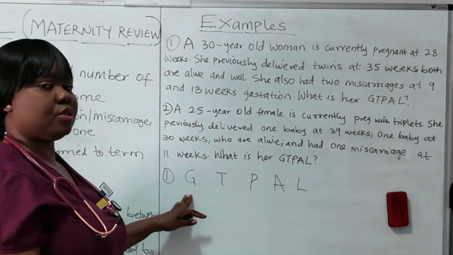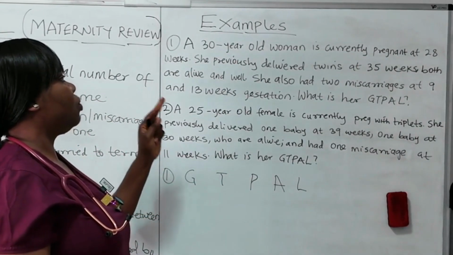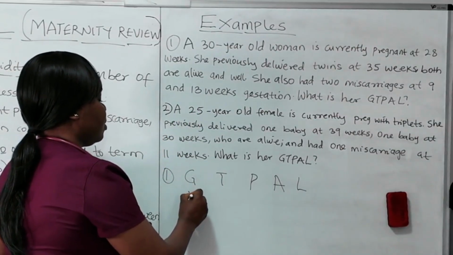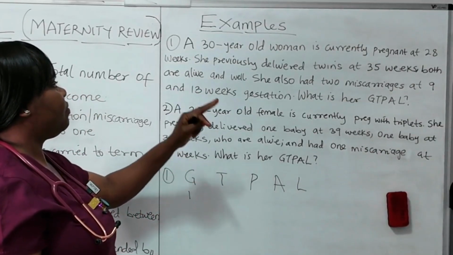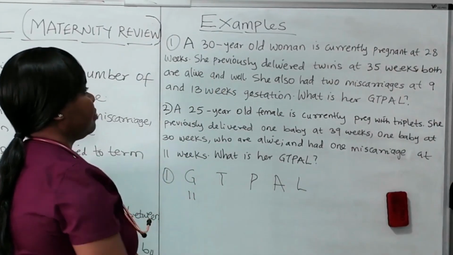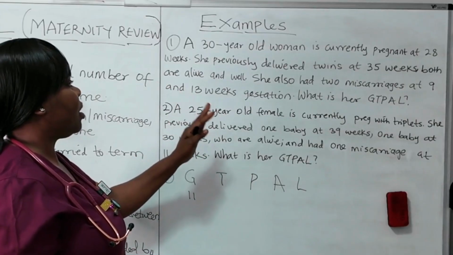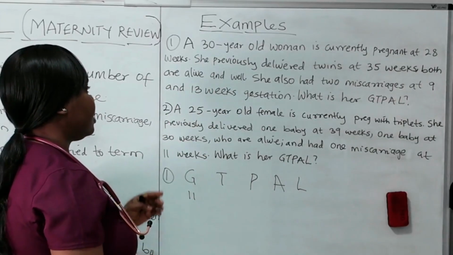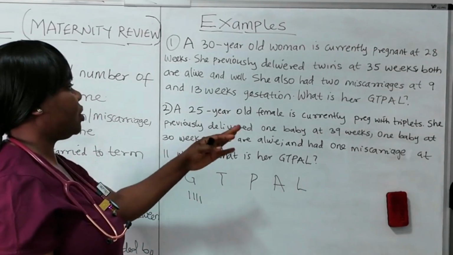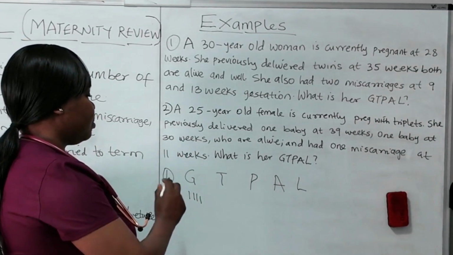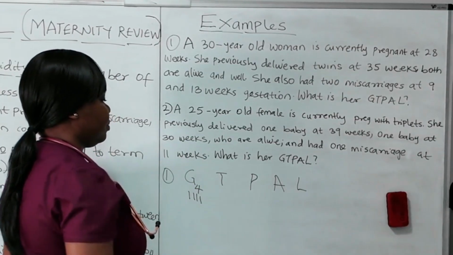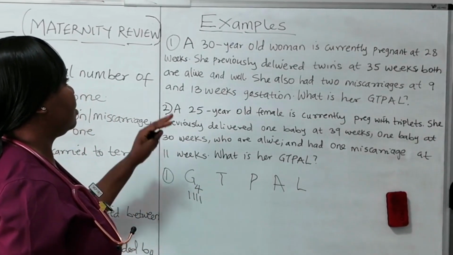So let's look at the Gravida first. A 30-year-old woman is currently pregnant at 28 weeks. So we're looking at one pregnancy already. She previously delivered twins at 35 weeks. That's another pregnancy. Both are alive and well. She also had 2 miscarriages at 9 weeks and 13 weeks. That's another 1, 2. What is our GTPAL? So from this, we're saying 1, 2, 3, 4. The Gravida is 4.